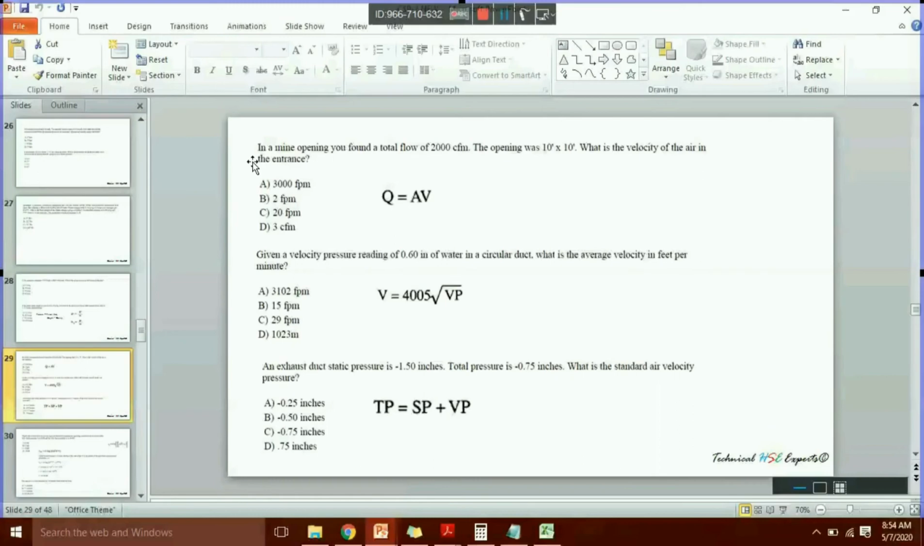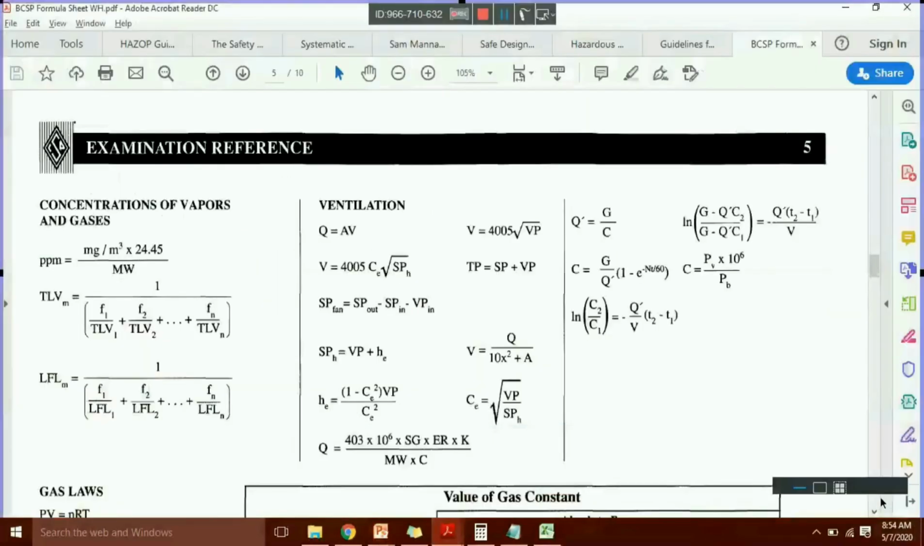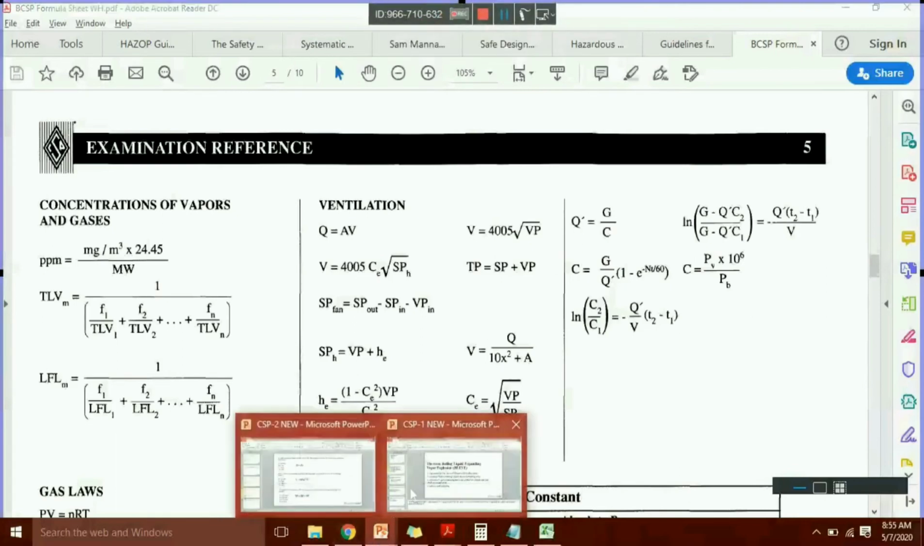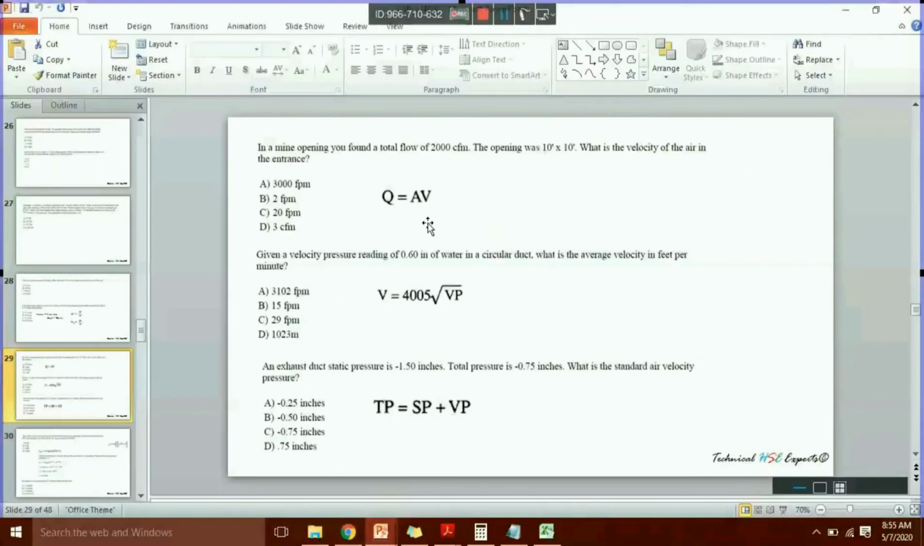Come to the second question. Given a velocity pressure reading of 0.6 inches of water in a circular duct, what is the average velocity in feet per minute? This is a basic formula, and it is also in your formula sheet, how they relate velocity and velocity pressure. Here velocity will be in feet per second and velocity pressure unit will be in inches of water. This is a constant. Direct substitution of velocity pressure inside the square root will give you the velocity in feet per second.